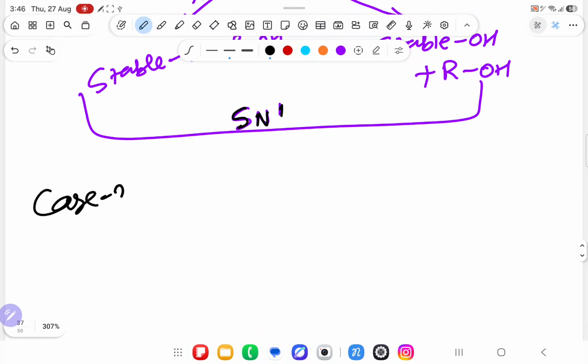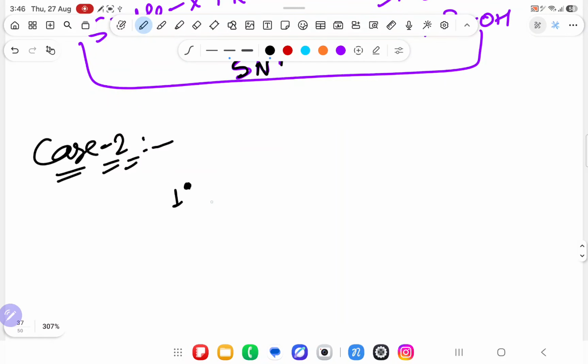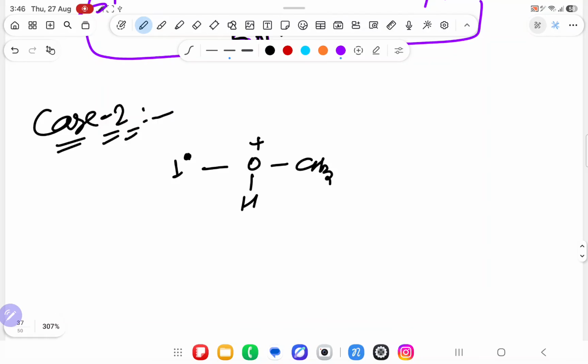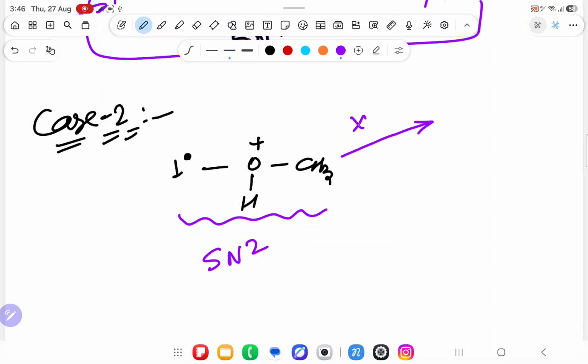Now we have case number 2. Suppose this side you have 1 degree, OH is there, plus is there, and over here only CH3 is there. So what will you do? You will say, sir, from where do I break, I don't know. So in this case you will follow the SN2 mechanism. Suppose I give X minus or I give H2O. What happens? Both will attach on CH3.